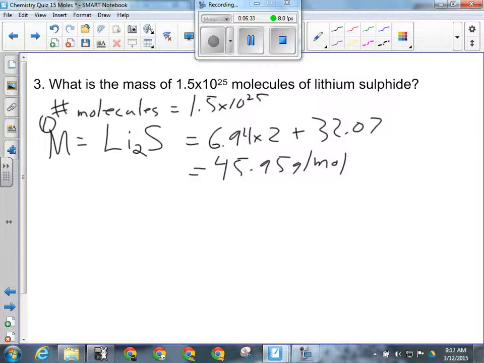What can I find if I know the number of molecules? I can find N using whose number? Avogadro's number, right. So N is going to equal the number I have, 1.5 times 10 to the 25, divided by Avogadro's number, which is 6.02 times 10 to the 23.